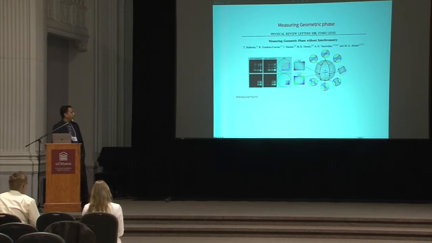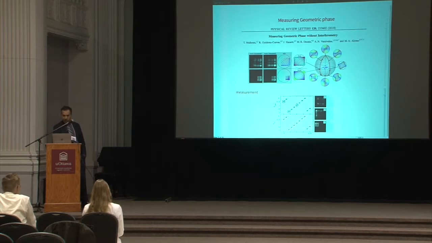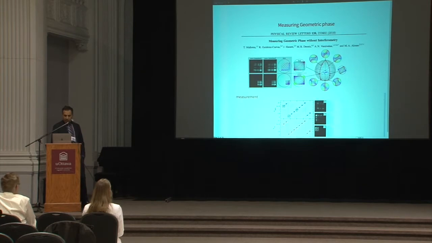So there's a way to measure it. We compare this in experiment with an interferometric measurement, and of course we get the right result. So here, geometric phase is purely geometrical. It's a switch of the rays composing the beam.